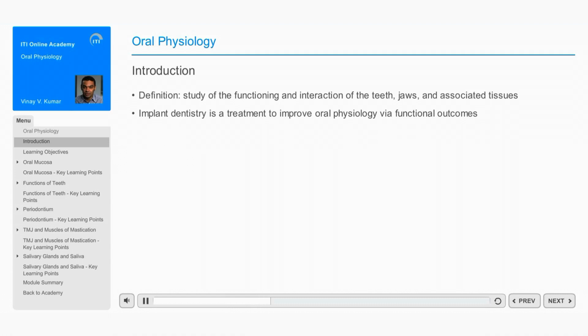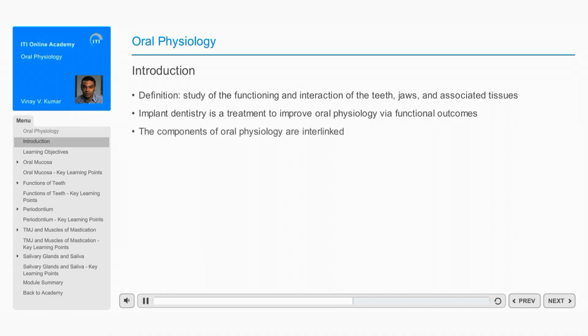Whether replacing a single tooth, multiple teeth, or a complete arch, implant treatment is centered on one main goal: to achieve functional outcomes, or in other terms, to achieve optimal physiologic outcomes. Structures of the oral cavity and associated tissues play important roles in mastication, swallowing, communication, and other functions.